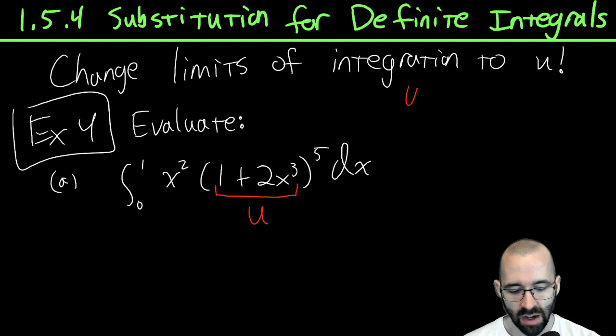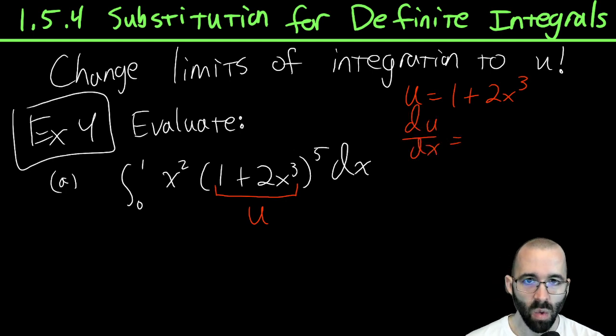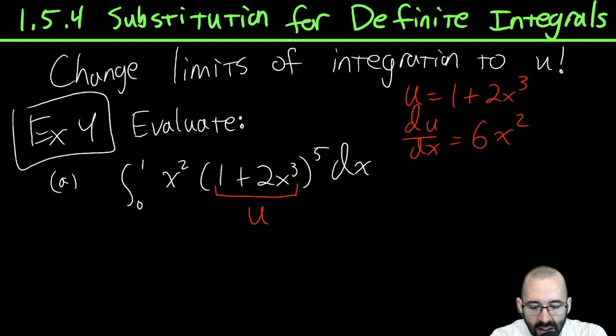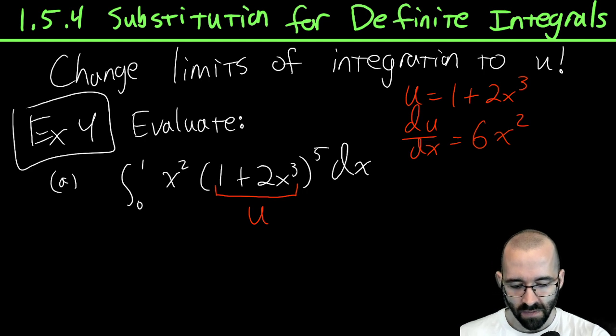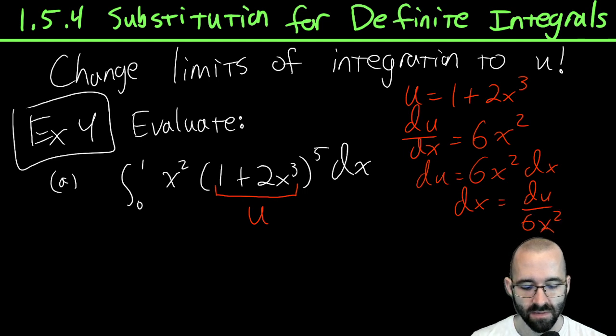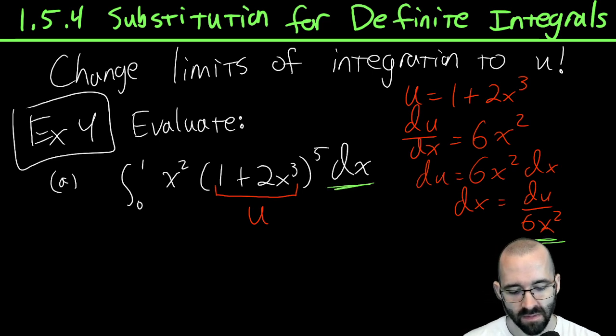So we go off to the side and say, well, if u is 1 plus 2x cubed, what is the derivative of u? Well, the derivative of 1 is nothing, so we just get 6x squared. And again, you can either move the 6 and get rid of the 6, or you can solve for dx. du is 6x squared dx, so dx is du divided by 6x squared. Both methods are fine. So we can substitute this in. That'll eventually cancel out this guy.